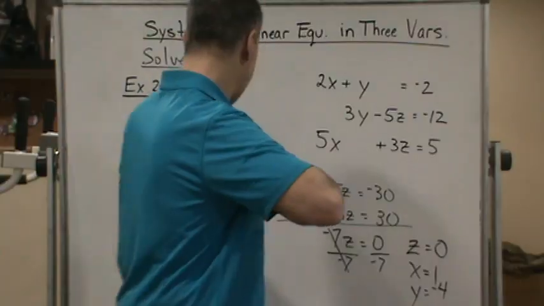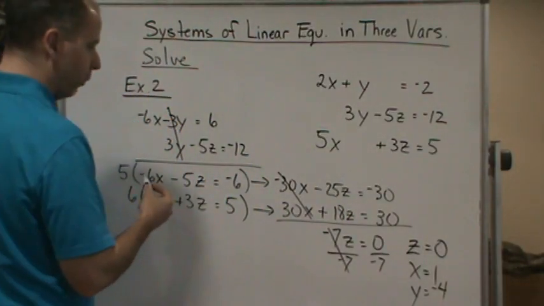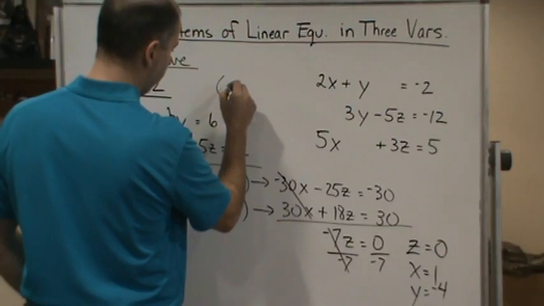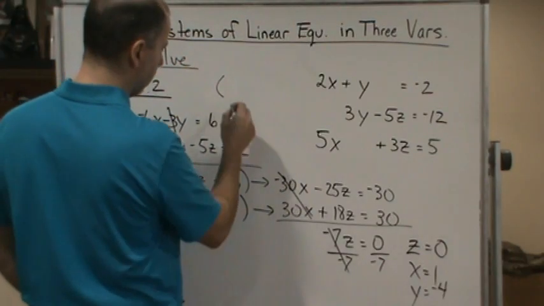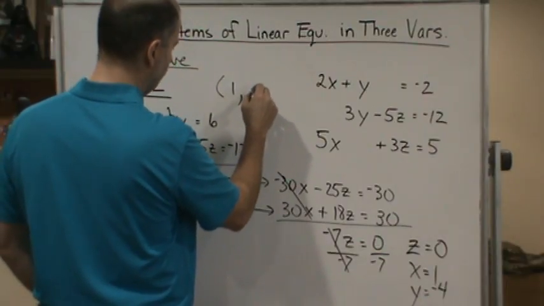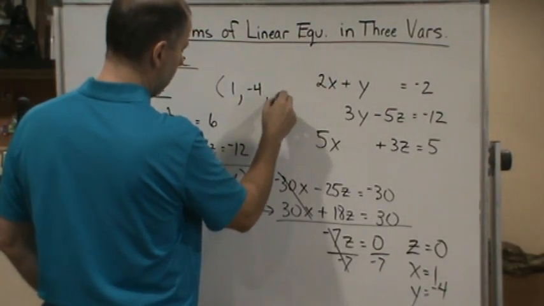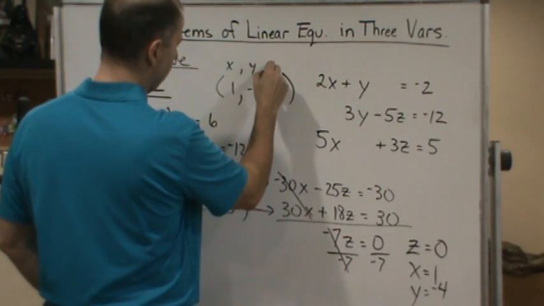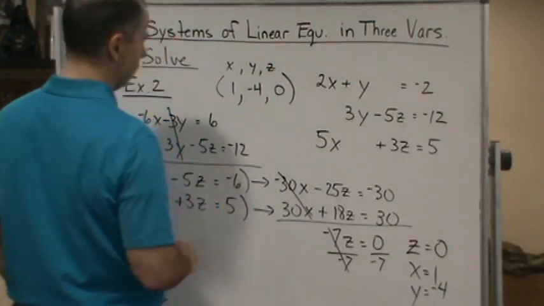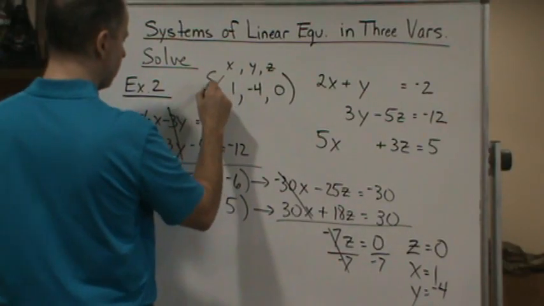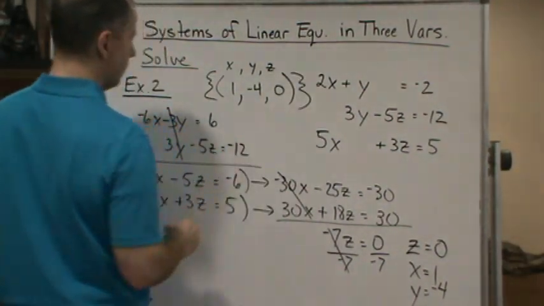Okay? So now in this case here, what do we get? We get the ordered triple of what? And we want to make sure we have them in the right order, alphabetical order. So it's going to be 1 followed by negative 4 followed by 0. Okay? So it's always x, comma, y, comma, z. So x, y, z. And of course, we would just put this in set notation.